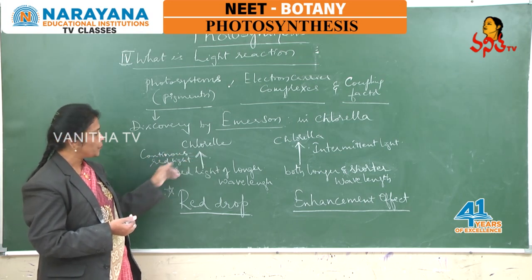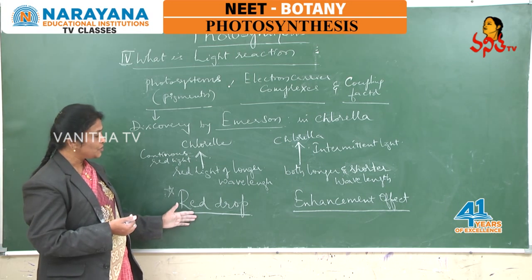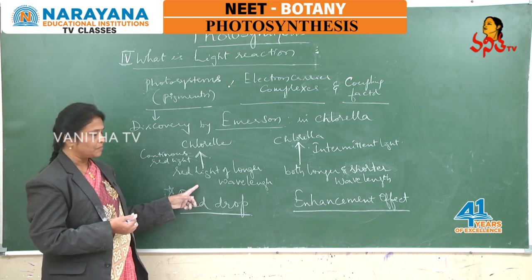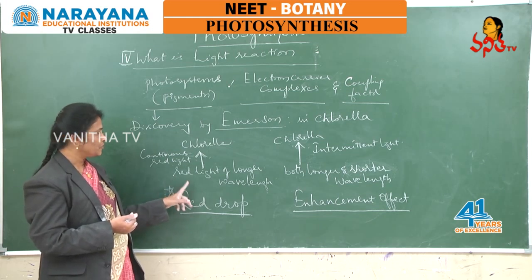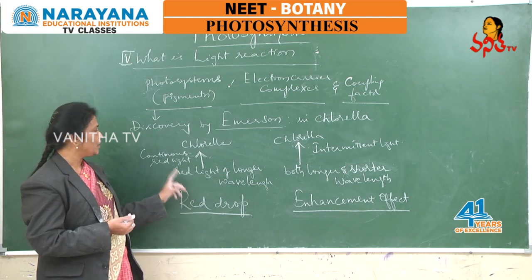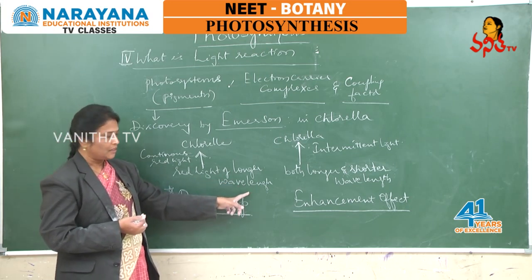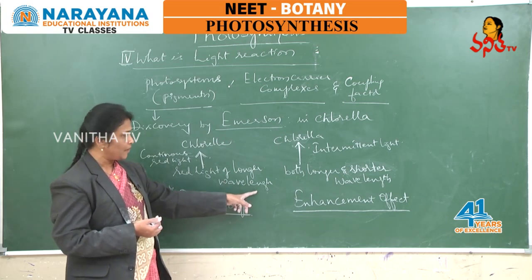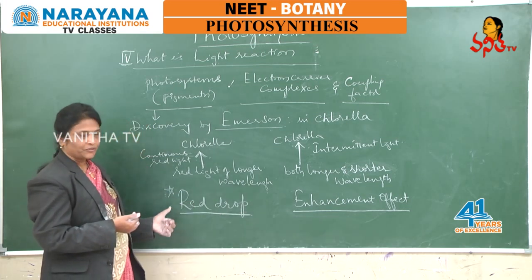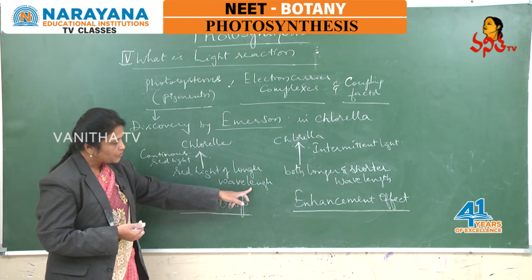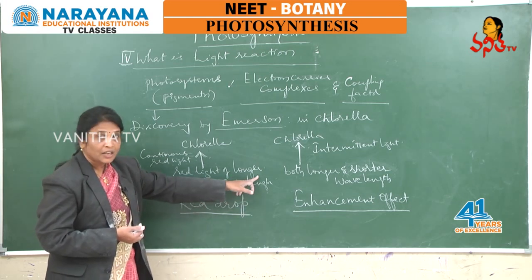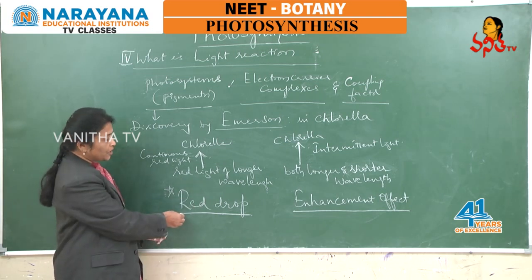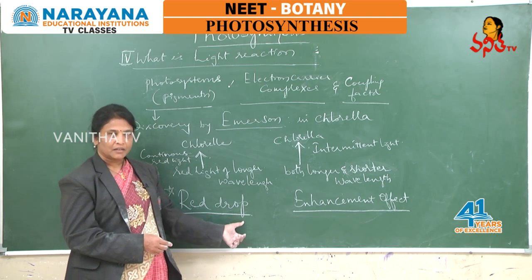As Chlorella was exposed to continuous red light, that leads to a sudden drop in photosynthetic activity because there are two photosystems, but among the two, one photosystem functions only in light of longer wavelength, whereas the other photosystem is not functioning in the presence of longer wavelength. So among the two photosystems, only one is functioning because only longer wavelength is provided, whereas the other photosystem is non-functioning. That leads to a decrease in photosynthetic activity, and that is red drop.